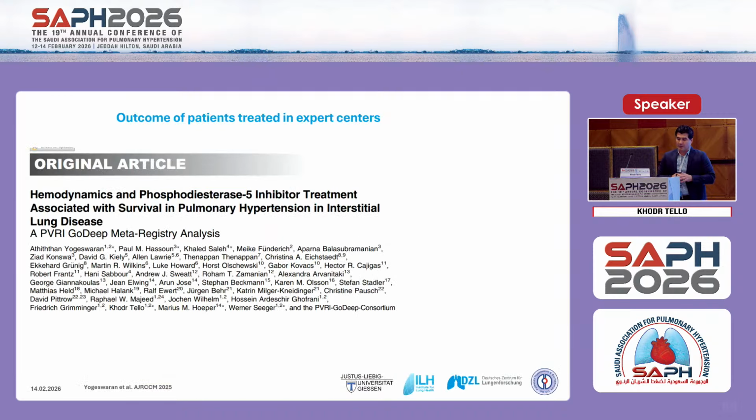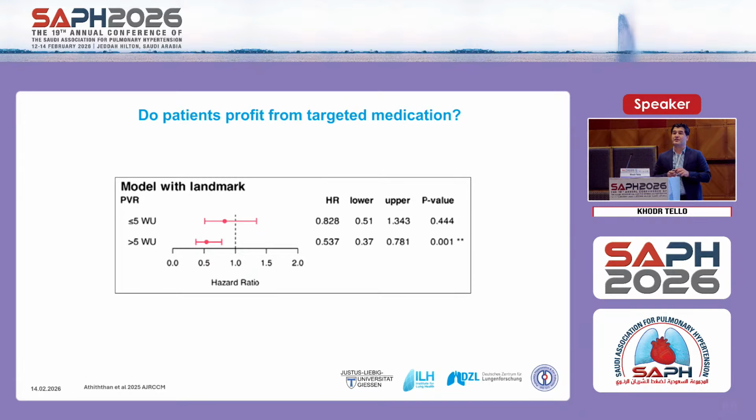This is the idea, or this was, as mentioned by Luke, the idea behind this analysis. So just to look, if the centers start medication, what medication do they start, and does it really help? And this has been shown. There is a risk reduction of 46% when the centers start PDE5 inhibitors. Of course, it's retrospective.